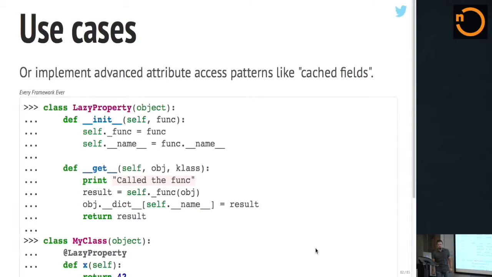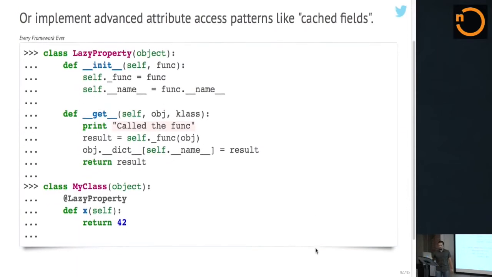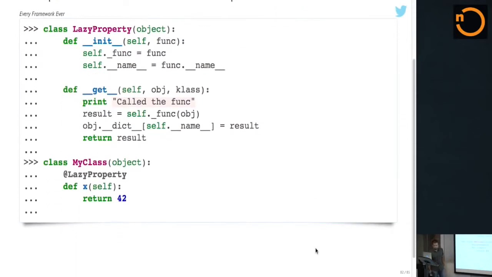And this is one that I've seen. Zope has this, more or less. Pyramid has one of these. There's one in Flask, I think. It's a lazy loading property. Let's see if we can understand what's going on here. Every framework ever seems to have an implementation of this.